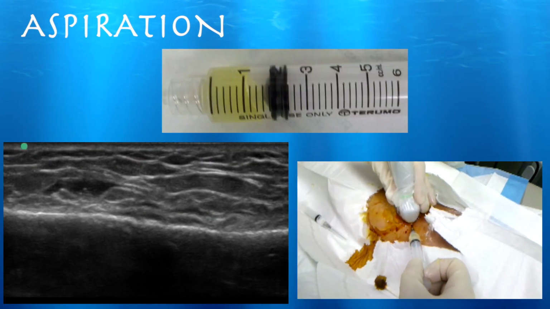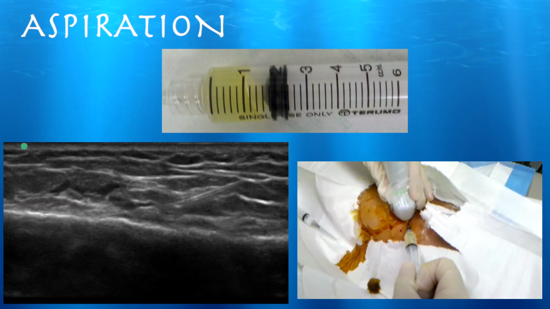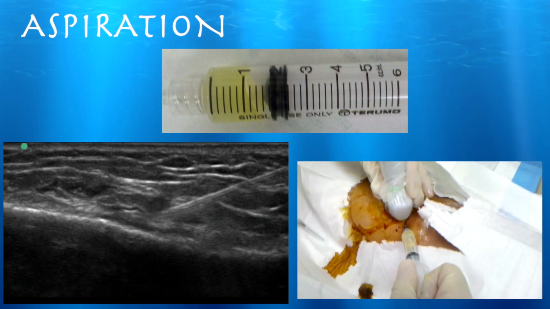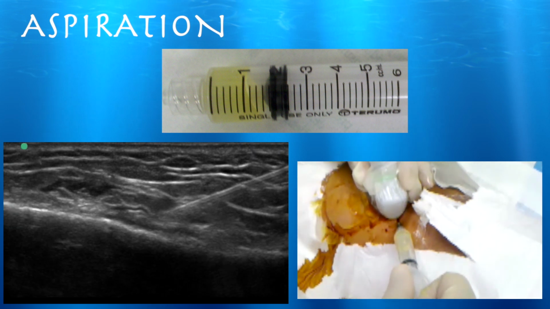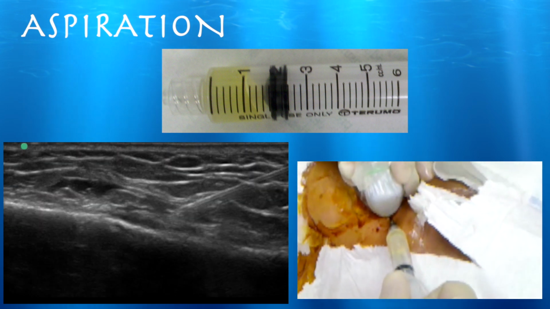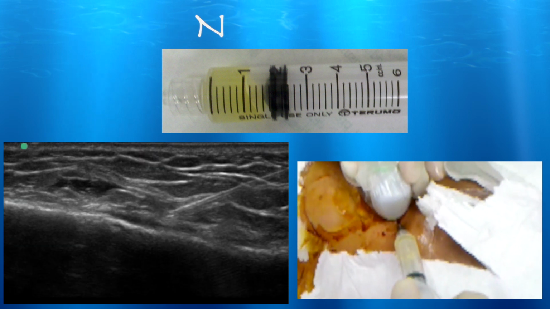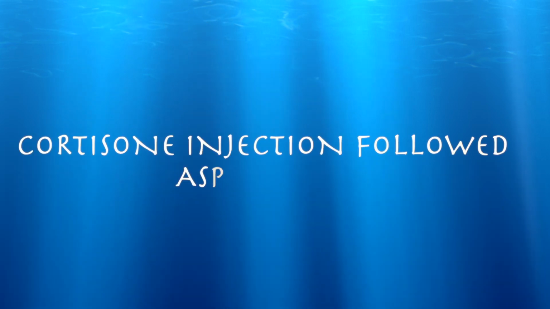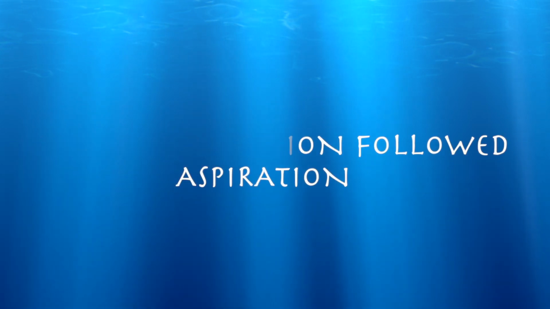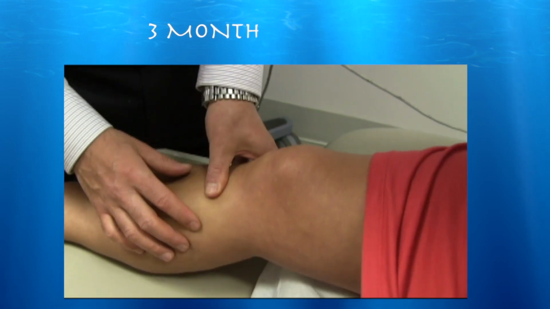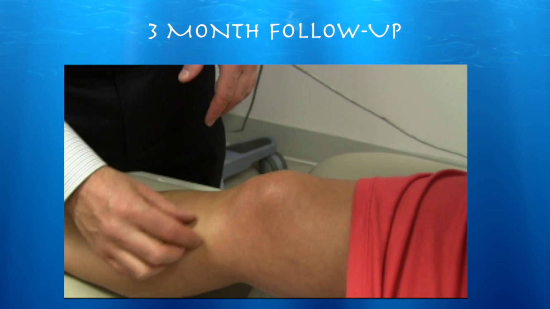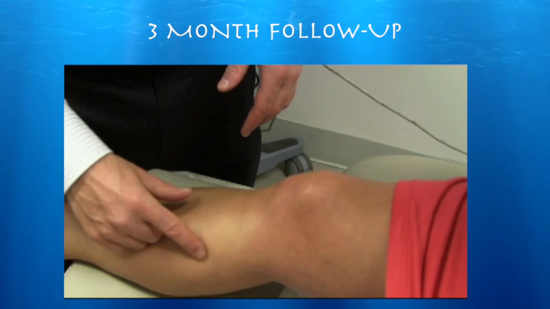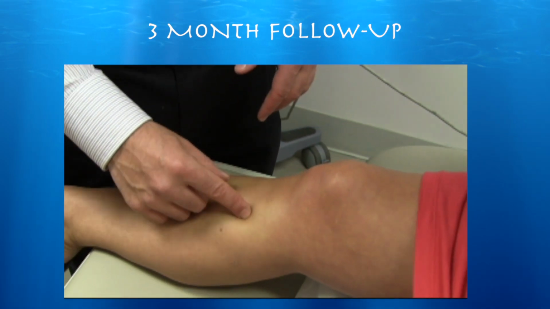Here's a close-up of the fluid from the ganglion. After the procedure, we injected her with some cortisone. We basically drained an infrapatellar fat pad ganglion cyst that just kind of tracked out here to this pes anserinus bursa region. We aspirated it, we injected with cortisone.